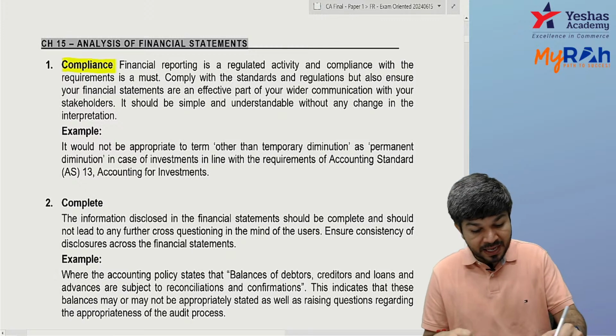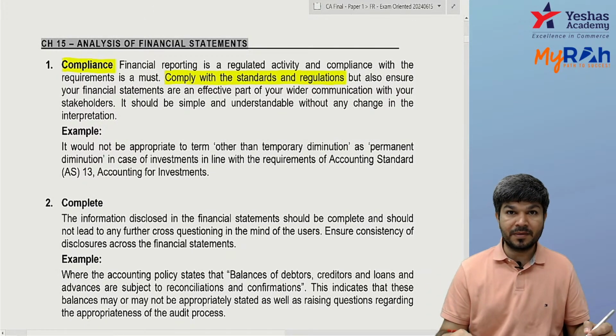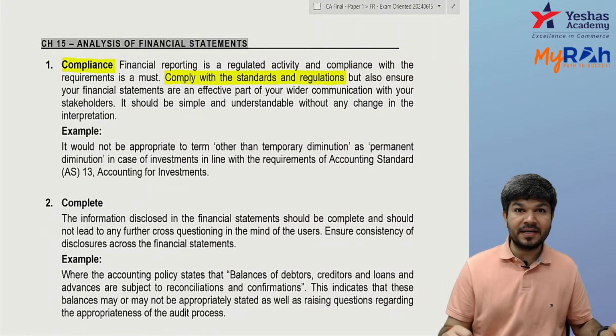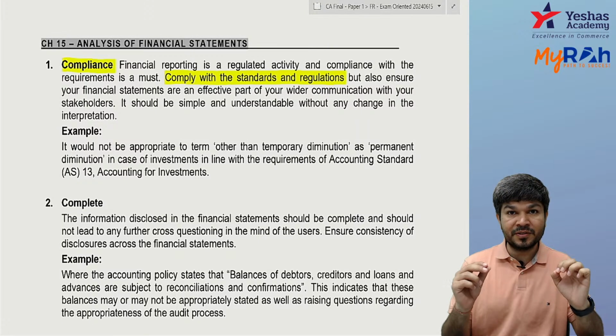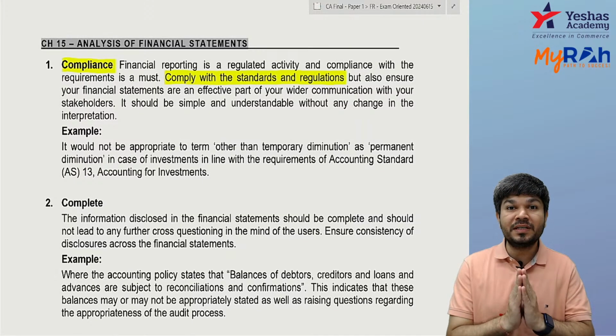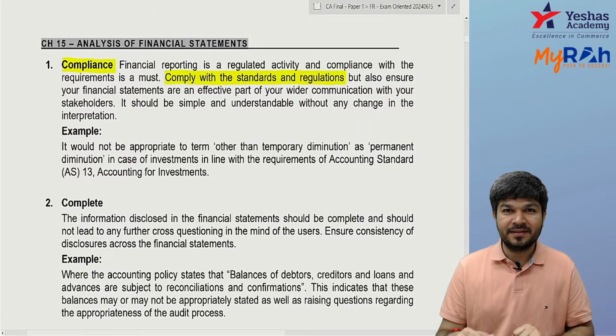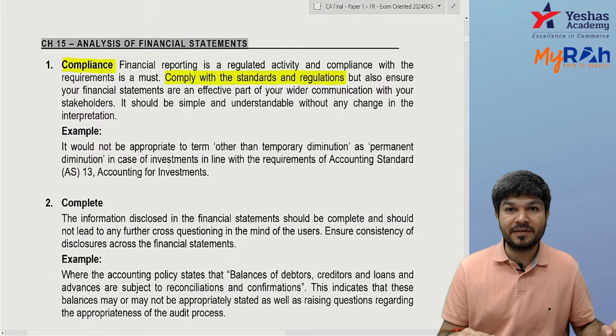It needs to comply with the standard, comply with the regulations. And whenever I say comply, it has to comply with the regulations or standards in a proper way. They've given an example of accounting standard 13, not Ind AS, AS 13. AS 13 is on accounting for investment.